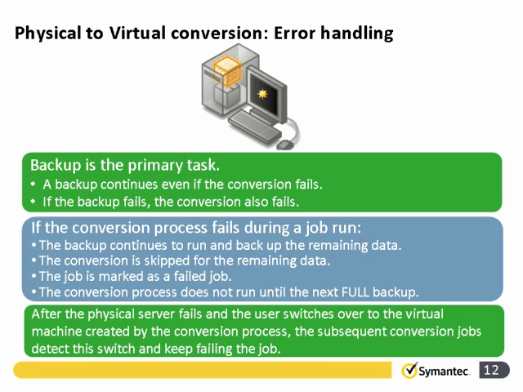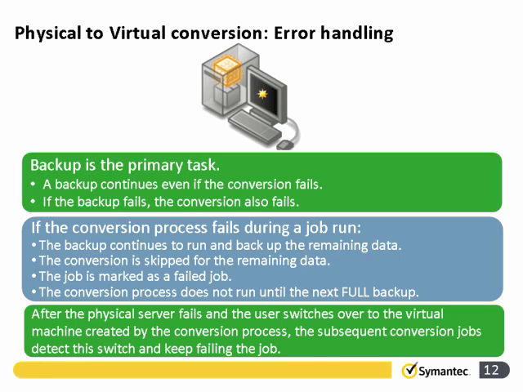So if you run your full backups on the weekend and run partial backups like incrementals or differentials during the week, and a conversion job fails, it will not run again until the following weekend when the next full backup runs.